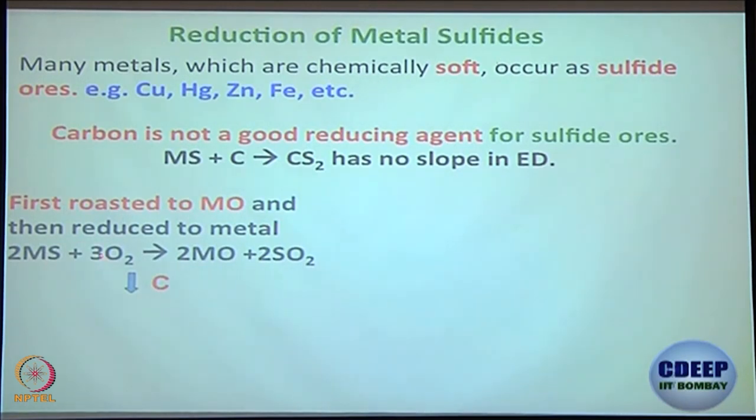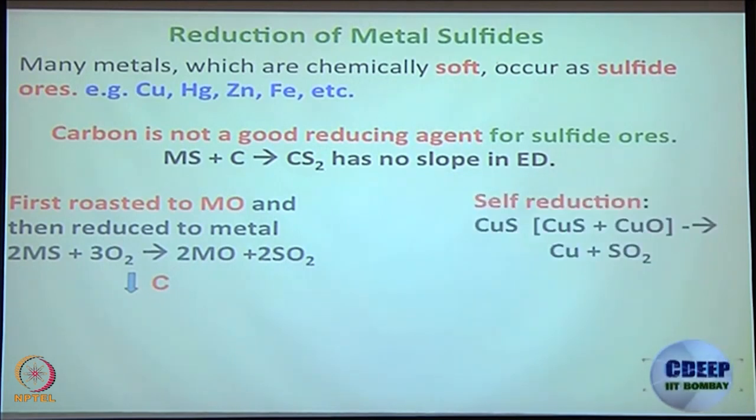So, metal sulfide plus oxygen going to metal oxide plus sulfur dioxide, plus charcoal giving you the metal. Of course, there are other possibilities where self reduction is a viable technique. What is self reduction? You take copper sulfide and try to do this reaction, copper sulfide plus oxygen, to get copper oxide. The moment copper oxide is formed, copper sulfide and copper oxide together can give you copper and sulfur dioxide under that high temperature condition. Right, so this is like a self reduction.